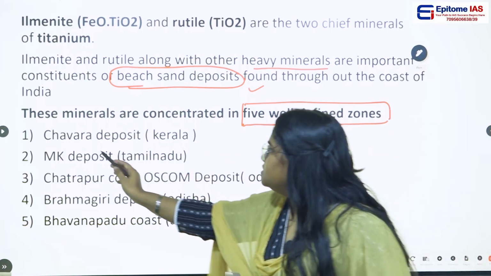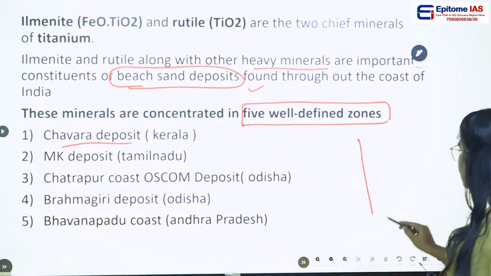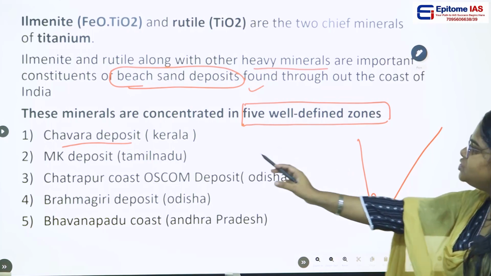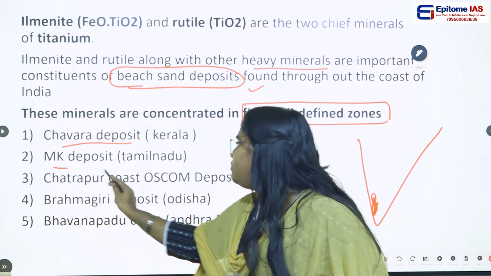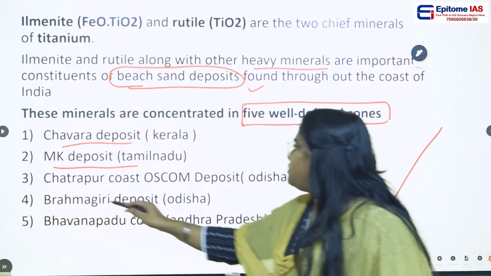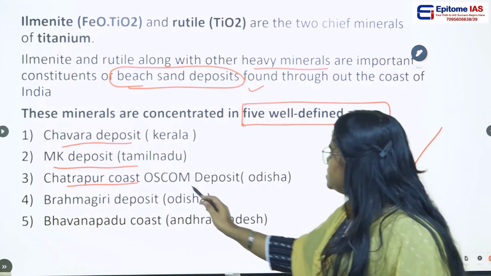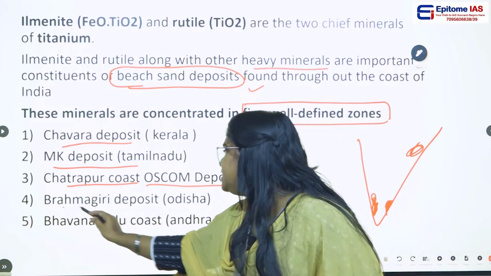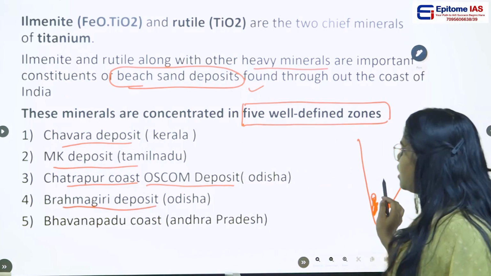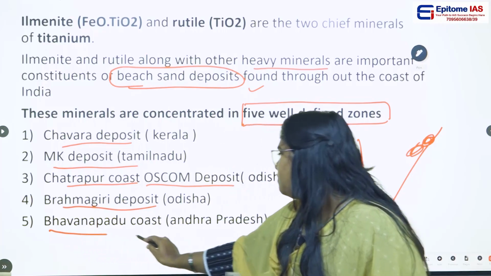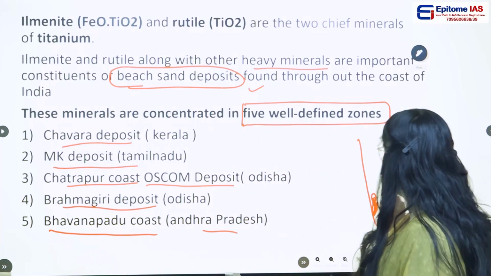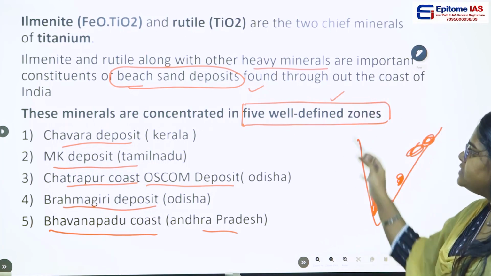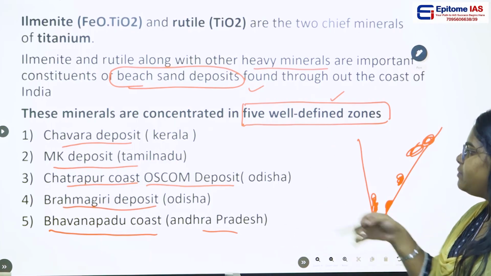What are they? The Chavara deposit, that is in Kerala. Let's say this is the coast of India, and in Kerala we have this Chavara deposit, and we have the Manavalakurichi deposit in Tamil Nadu, and the Chhatrapur coast, also called the OSCOM deposit, in Odisha. There is another, the Brahmagiri deposit, also in Odisha. And the 5th one is the Bhavanapadu coast in Andhra Pradesh. So these are the major well-defined zones of these deposits.